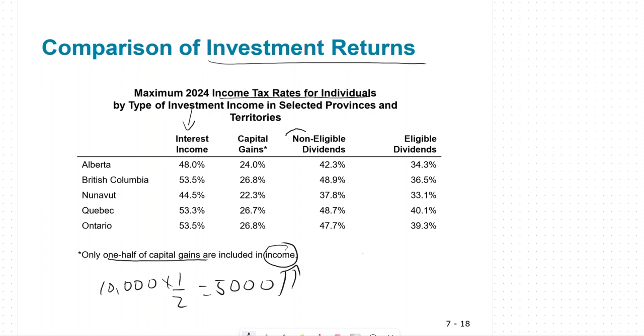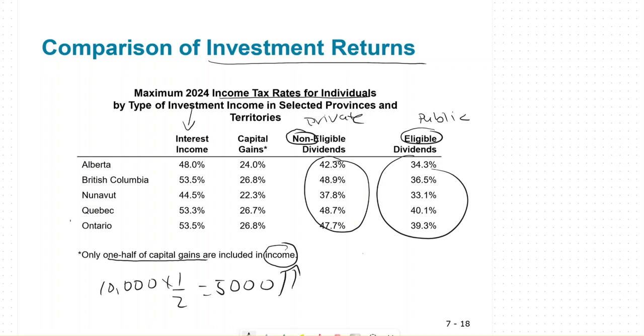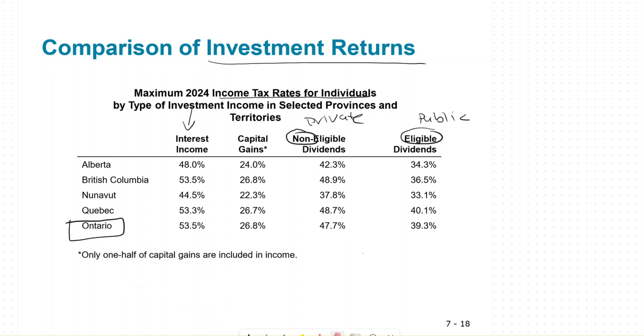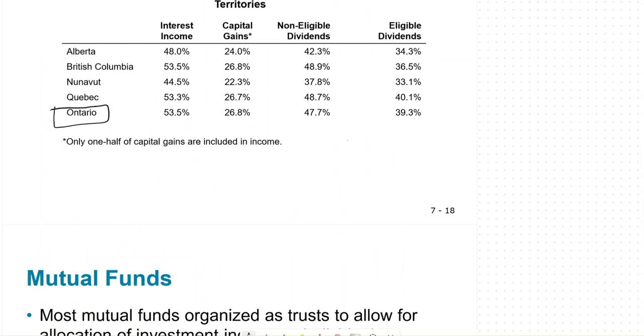So you have non-eligible dividends and eligible dividends. Eligible is from the public corporation. Non-eligible is from your private corporation. These are your taxes according to where you are. If you're in Ontario, that's what you will be paying in taxes. If you are in Alberta, you will have different tax brackets, and if you are in Quebec, you will have a different tax bracket.